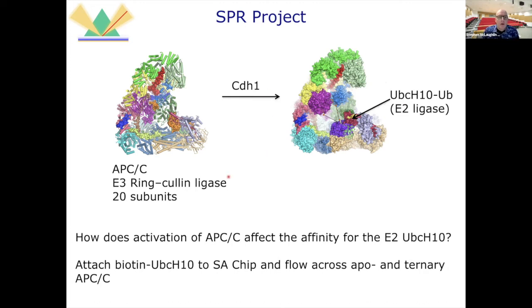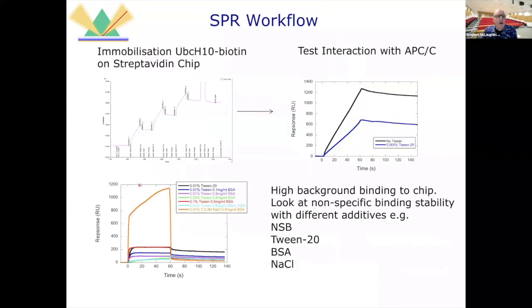The way we did that was to take the E2 ligase, which is quite small, biotinylate that, and attach it onto a streptavidin chip, and then flow across both the apo and this activated ternary complex. So here is a streptavidin chip, and you can inject in the ligand and look at what the response is until you reach a level where you think, okay, that's where I really want to be.